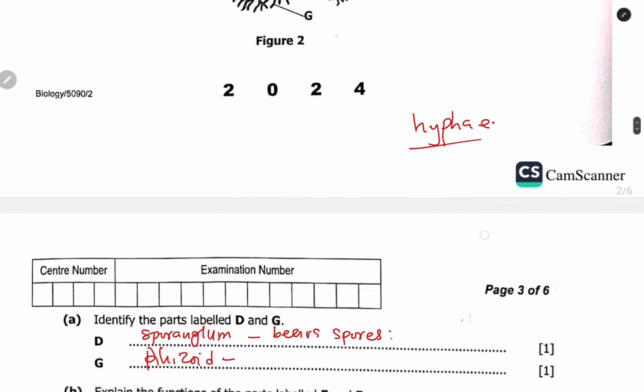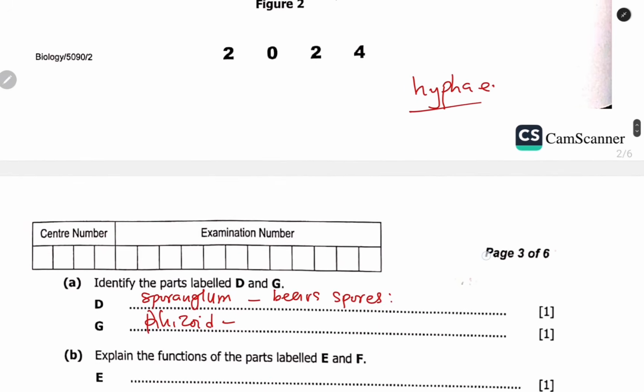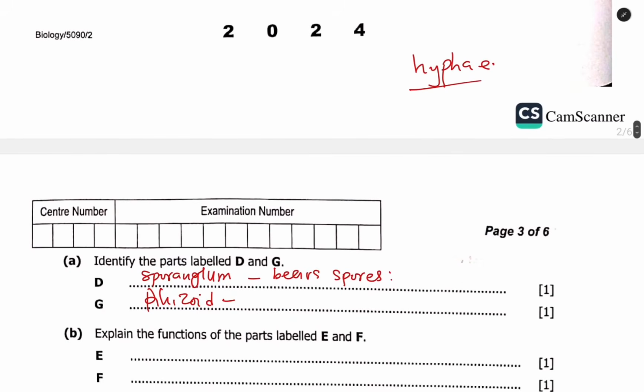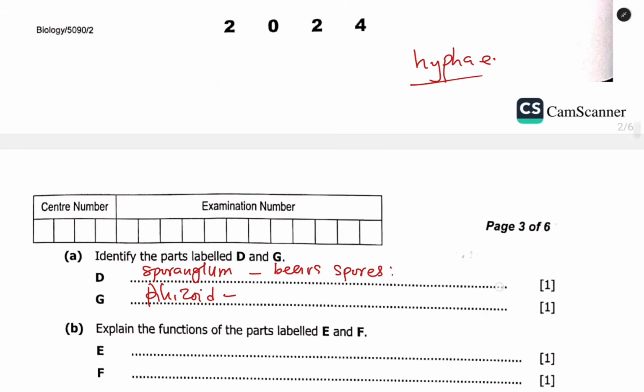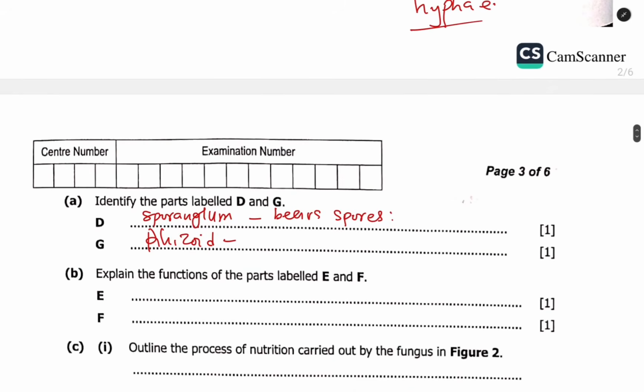At the tip there, it produces extracellular enzymes. You know what happens in saprophytic nutrition: enzymes are produced to hydrolyze a substrate, which might be proteins, carbohydrates, or fats, and the end products are absorbed. So the function of the rhizoid is to secrete extracellular enzymes and also absorb the end products of digestion. So it acts like a feeding hypha. Since we are just told to give the parts, we can end here.